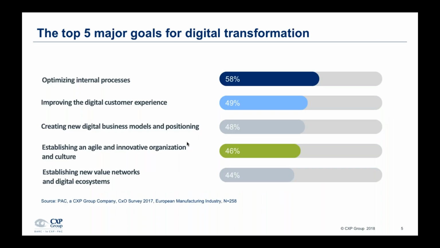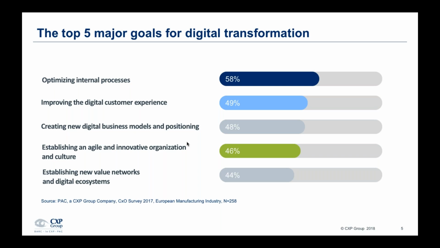And these are the top 5 goals of digital transformation. So optimizing internal processes, improving the digital customer experience, creating new digital business models and positioning, establishing an agile and innovative organization and culture, and also establishing new value networks and digital ecosystems.